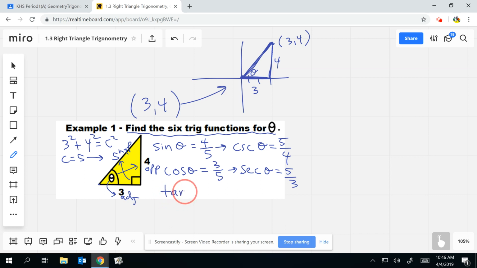The tangent is going to be the opposite 4 over the adjacent 3, so that's 4/3. And that's reciprocal of cotangent. So that's just going to be 3/4. So there is how you would do one.